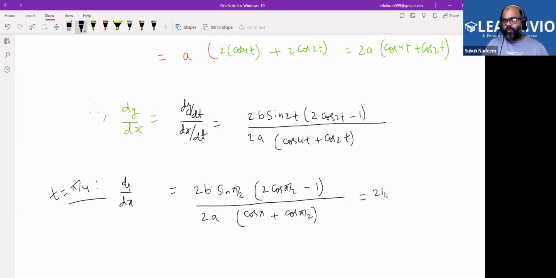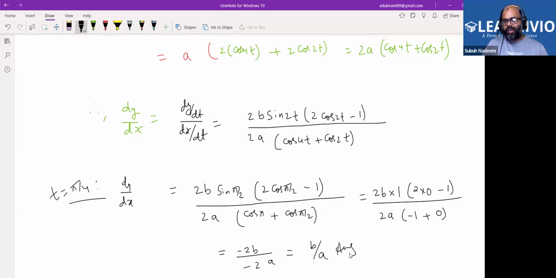Now what is the value of sine pi by 2? It is 1. What is the value of cos pi by 2? It is 0. Cos 90 is 0, whereas sine 90 is 1. This is 2a, and cos pi is minus 1. Cos 180 degrees is minus 1. Cos 90 degrees is 0. So this is what we are getting. This is 2b and minus 1 we are getting in the numerator, so minus 2b, and minus 2a in the denominator. So minus 2 will cancel and you will get b by a as your answer.